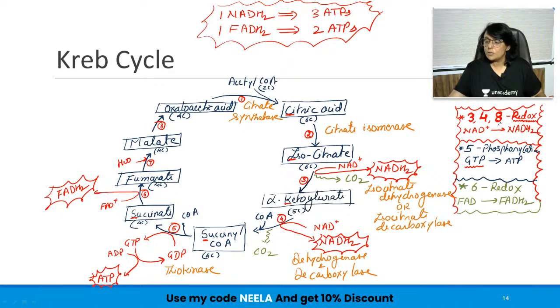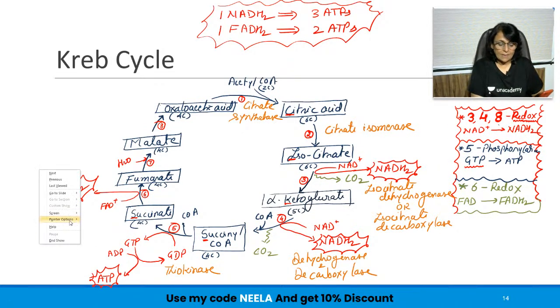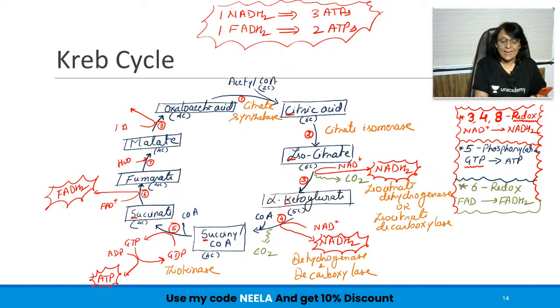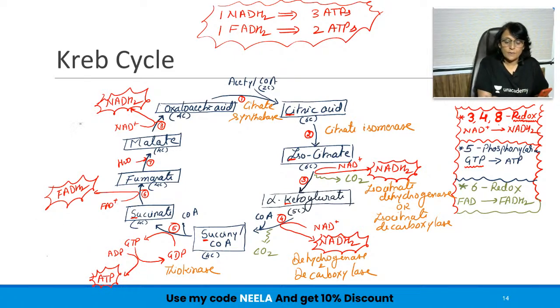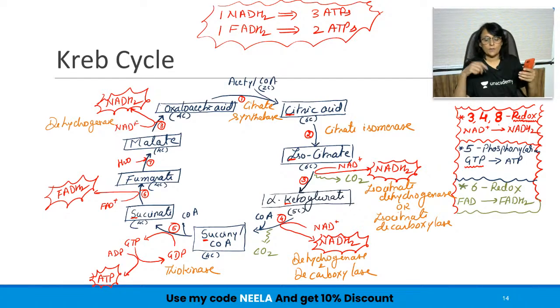Alright, let us talk about step number 8. What is happening in step number 8? It is a redox reaction. And in this 8th step, NAD will get reduced into NADH2. And the name of the enzyme here we can write as dehydrogenase. Oxidase can also be written, malate oxidase, malate dehydrogenase.